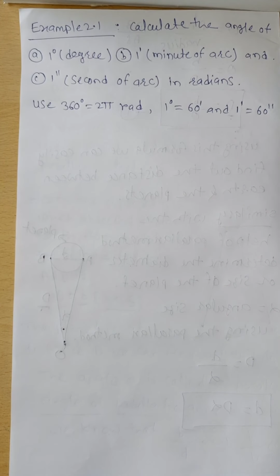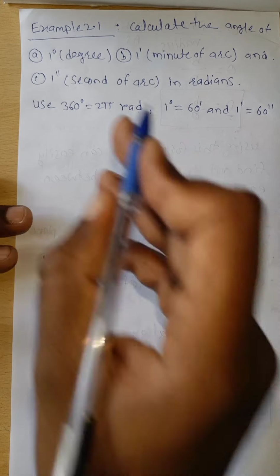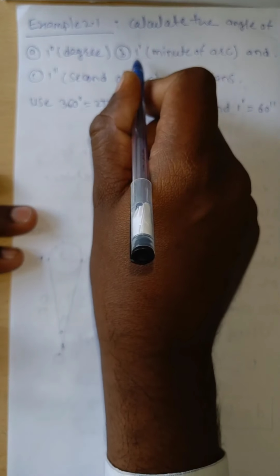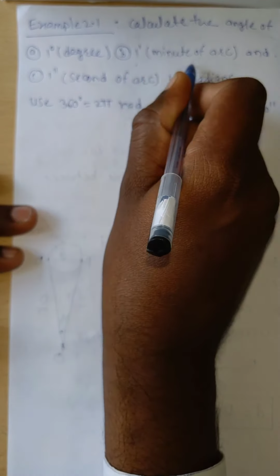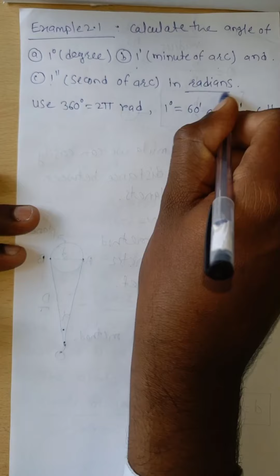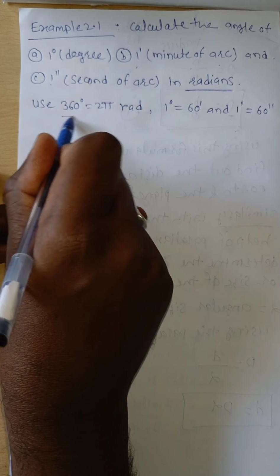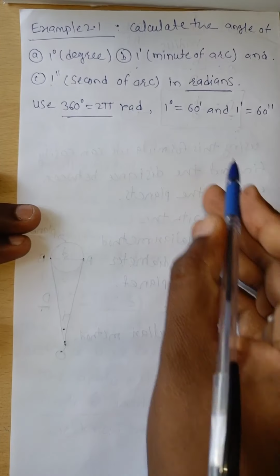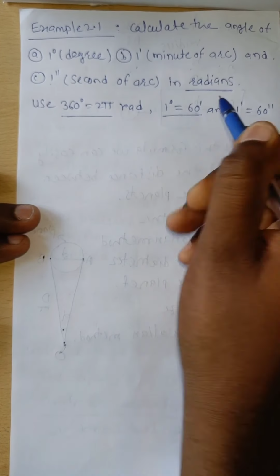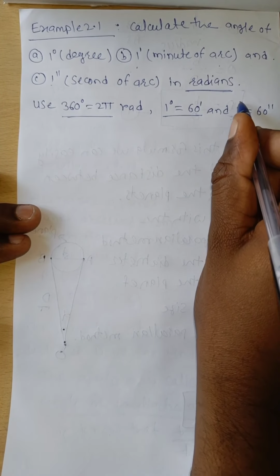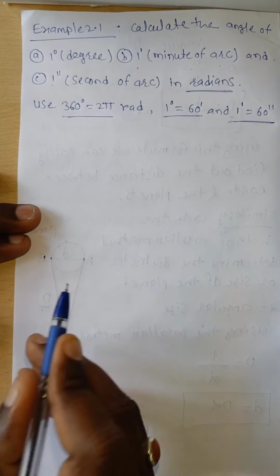Next, example 2.1. Calculate the angle of 1 degree, 1 minute of arc, and 1 second in radians. Use 360 degrees equal to 2 pi radians, 1 degree equal to 60 minutes, and 1 minute equal to 60 seconds.